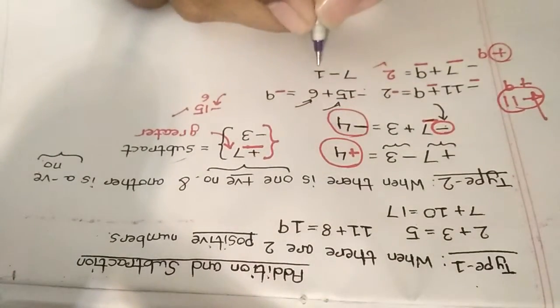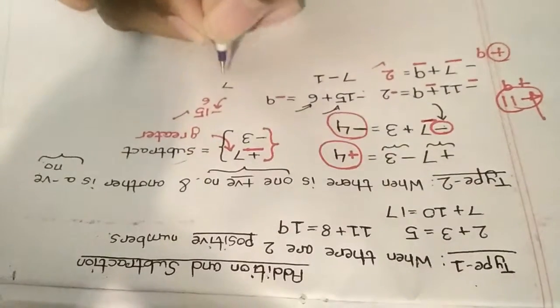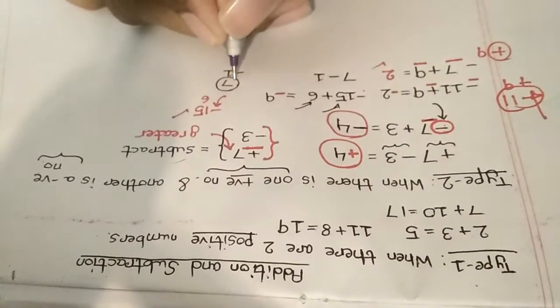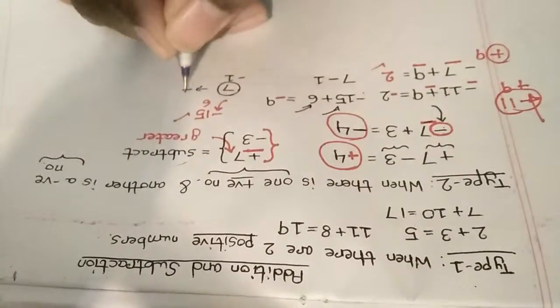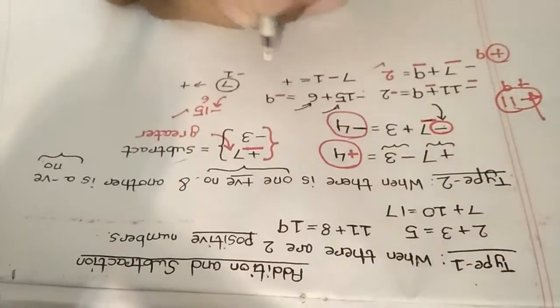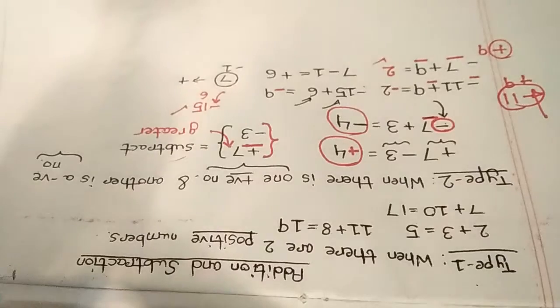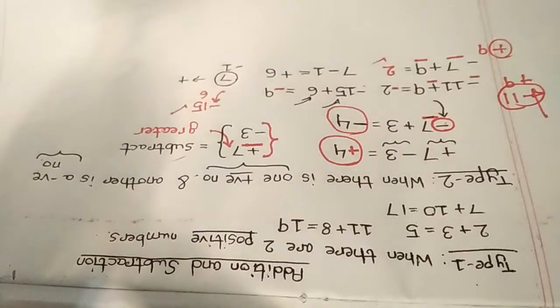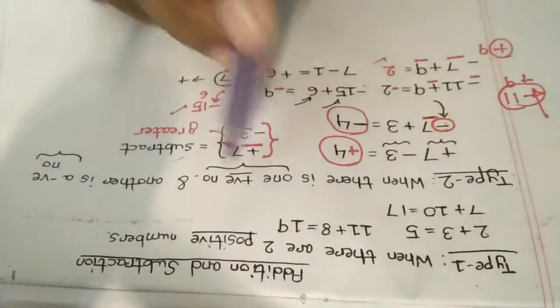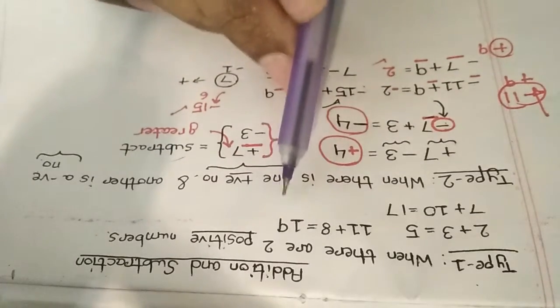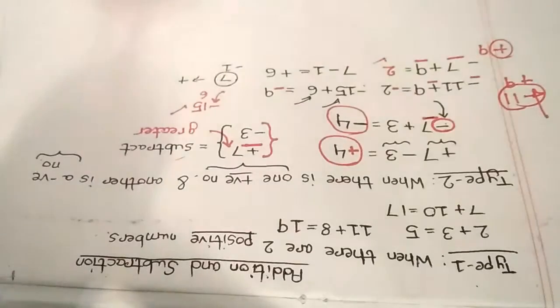Again, let's go for this example. 7 and negative 1. Which one is the greater number? 7. What sign has it got? Plus. So the answer should be positive, and the difference between them is 6. So this is how you solve integers when there is one positive and one negative number. We at first started solving the problems with two positive numbers.